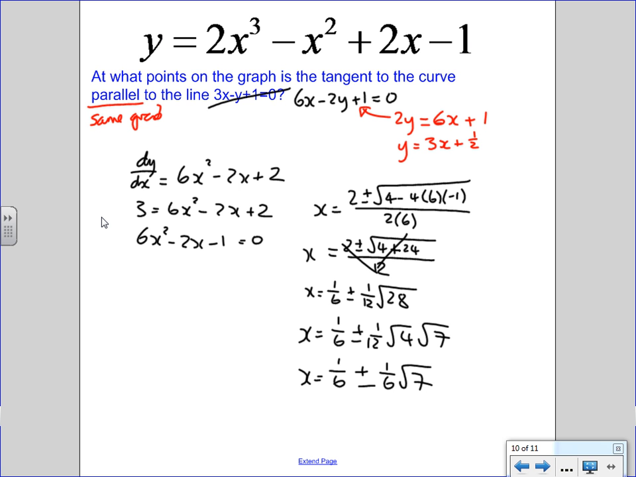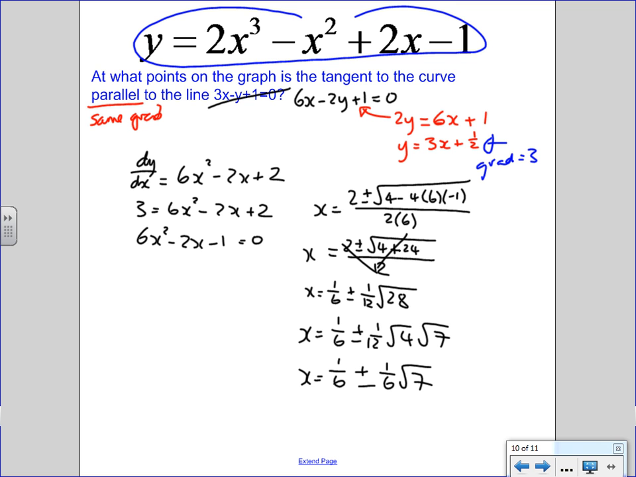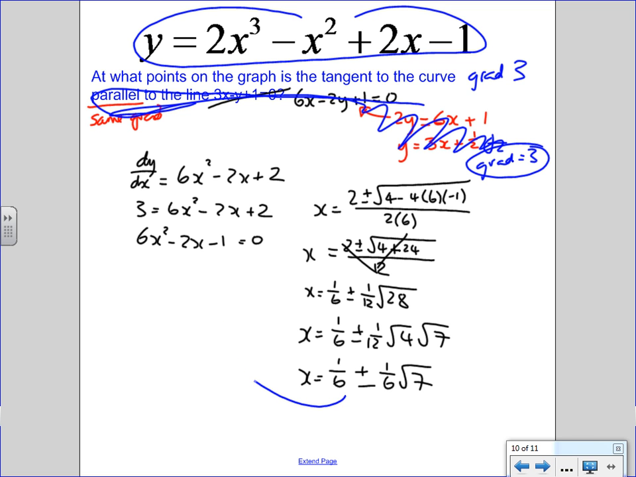So there are 2 places where the graph has a steepness of 3 and therefore is parallel to that line. And those are the 2 places. If we wanted to know the y coordinate, we go back to the original, not this line, this is irrelevant now. All this line did was tell us that the gradient was 3, and then once we know that, we can totally ignore it. So if we did want the y coordinates, we would put these x's back in there, which I'm certainly not going to do, and then we'd find the y coordinate.